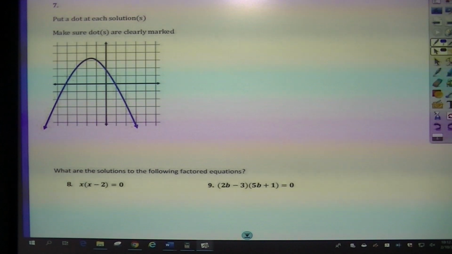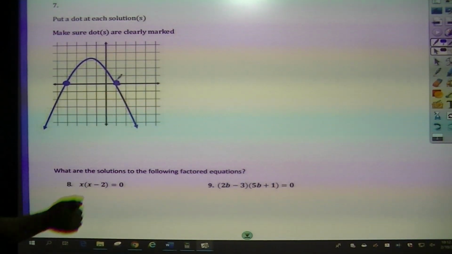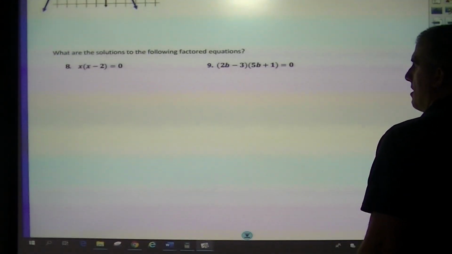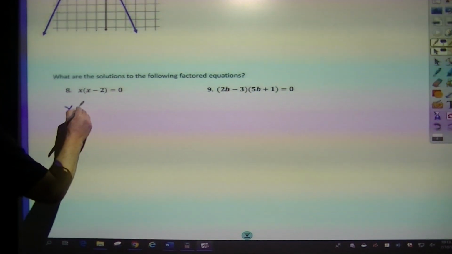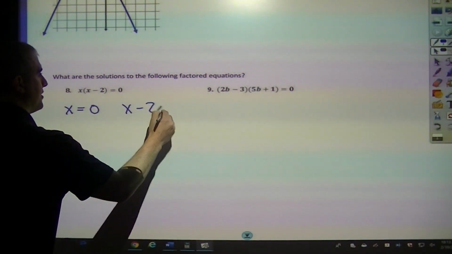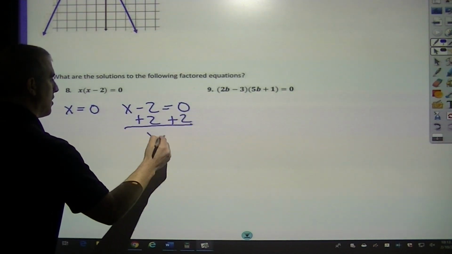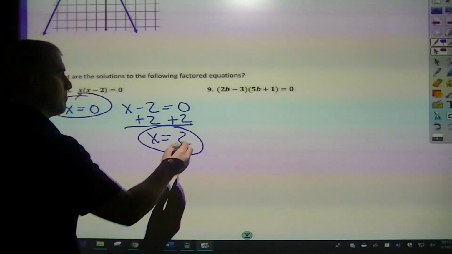Okay, make sure there's dots where the solutions are. This is pretty easy. You just got to put a dot here, you got to put a dot here. Don't overcomplicate that. Okay? All right, what are the solutions to these? Very simple. I would just set these factors equal to 0 and solve the simple math. This would be just adding 2 to solve for x. So that would be an answer. And this is already set equal to 0, so I'm good.